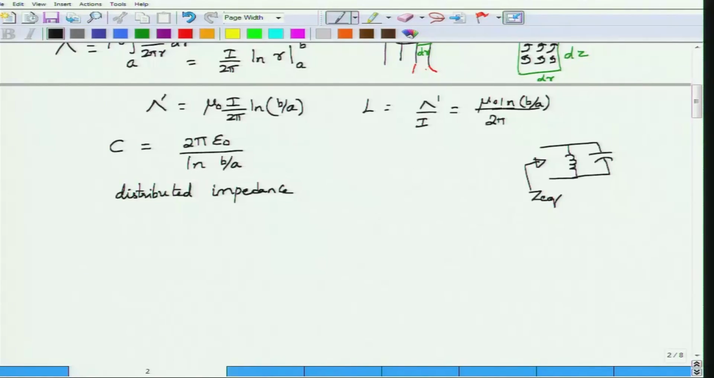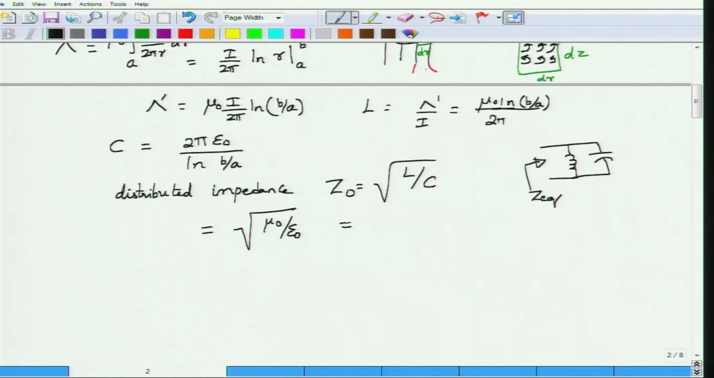We will later see that in transmission lines, which are very important for applications, this distributed impedance Z0 for lossless transmission lines, for a lossless coaxial cable for example, is given by square root of L by C, where L is inductance per unit length and C is capacitance per unit length, and the value for this coaxial cable would be square root of mu 0 by epsilon 0. You can see that the log B by A factors cancel out, 2 pi factors also cancel out, and in the numerator you are left with mu 0, in the denominator you are left with epsilon 0.